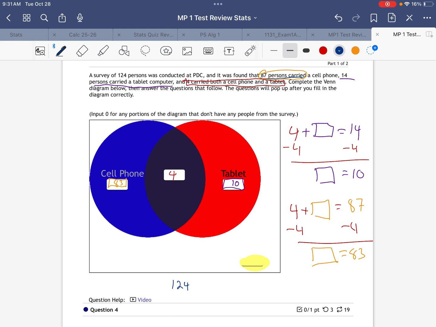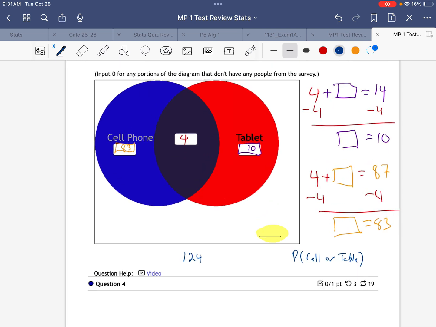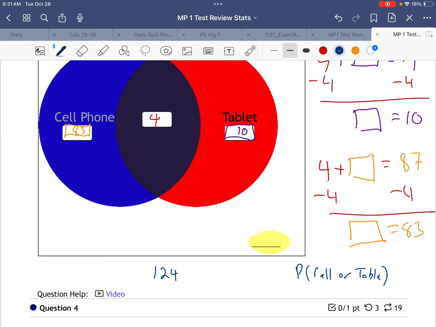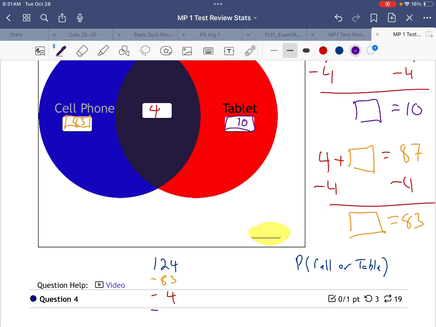Now, you could approach this like if you wanted to figure out the probability of cell phone or tablet, you could do 87 plus the 14 and then take away the 4 and then subtract that number from 124. I think it might be easier to think about this example like it's 124 and I'm subtracting 83. I'm subtracting 4. And I'm subtracting 10.